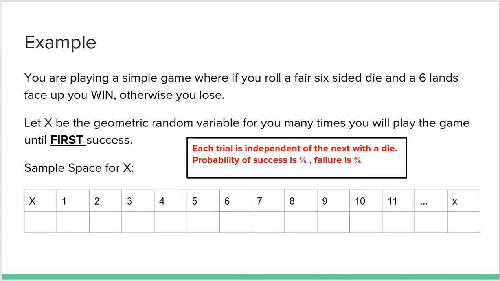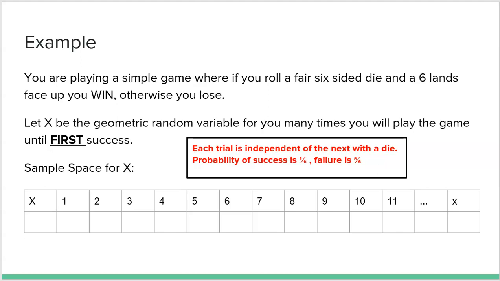So let's look at a quick example here. You are playing a simple game where if you roll a fair 6-sided die and a 6 lands face up, you win. Otherwise, you lose. Let X be the geometric random variable for how many times you will play the game until your first success. So remember, this is a geometric situation because every toss of the die is independent. A die doesn't have a brain that says, oh, I just rolled a 2, I'm not going to roll a 2 again. Oh, I rolled a 4 now, I like even numbers, why am I not rolling a 6 next? No, it's a die. It doesn't think. It's independent. Every time you toss it, every side is equally likely, 1/6 for any side. And again, it's completely random, definitely independent.